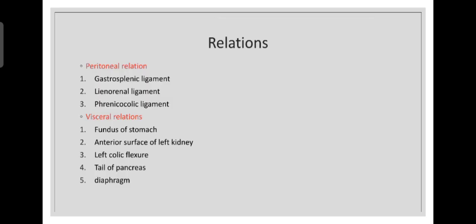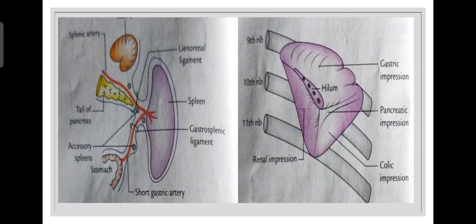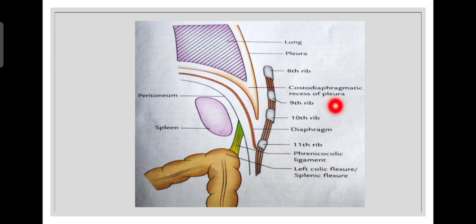Next, we move on to the visceral relations. Visceral relations are the impressions such as the gastric impression here, as we described in the external features. So here this is the gastric impression, renal impression, colic impression and the pancreatic impression. These are the visceral relations, and also on the dorsal aspect we have the diaphragm. So these are the relations of the spleen.